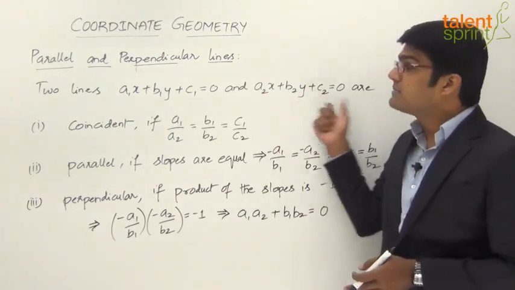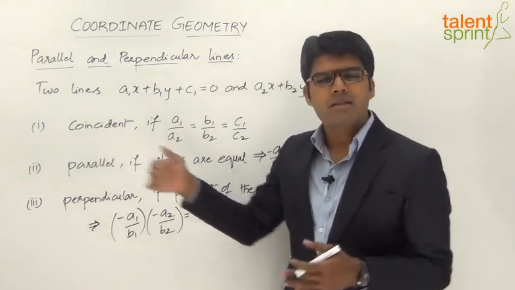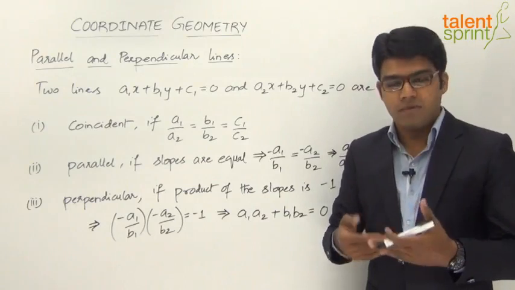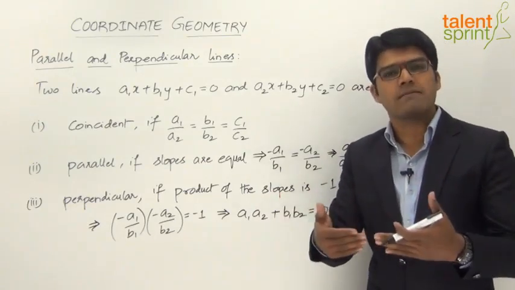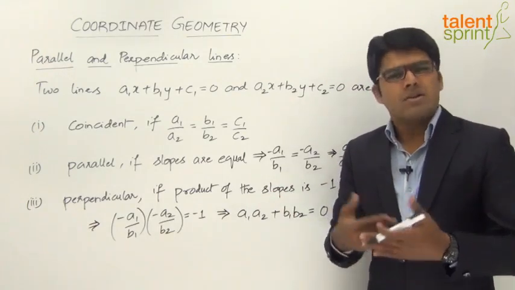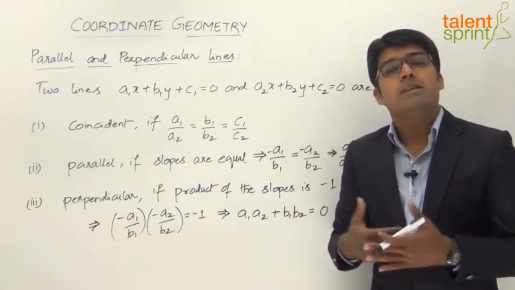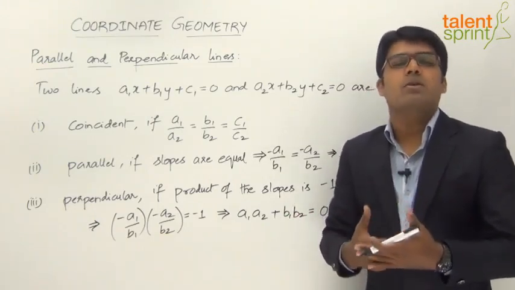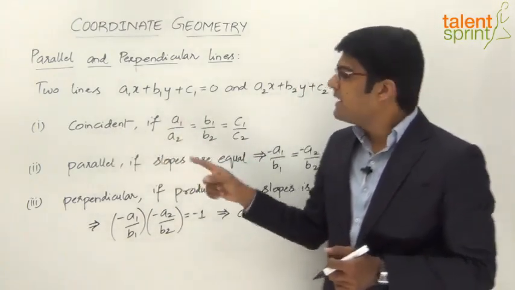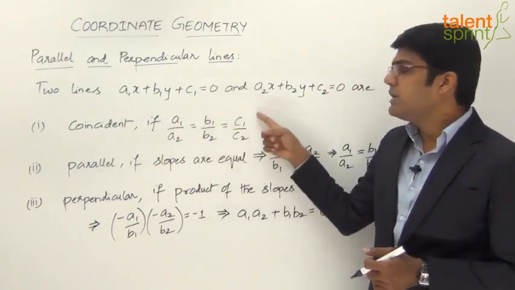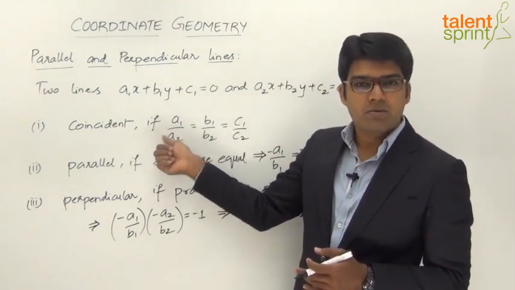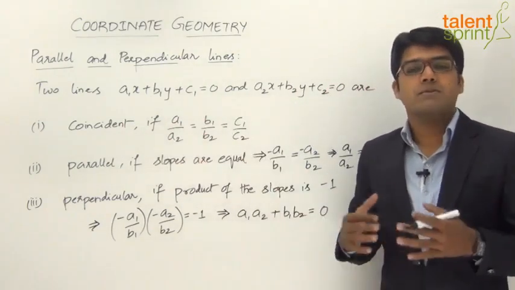So these two lines are, point number 1, coincident. Now what does it mean by two lines being coincident? It means the lines lie on top of each other. So when you draw these two lines on the paper or on the graph, we will be able to see only one single line because both the lines are on top of each other. Not just lines, any geometrical shapes being coincident implies those two shapes lie on top of each other or are exactly the same. So the two lines are coincident if a1 by a2 equals b1 by b2 equals c1 by c2. So the ratio of the coefficients a1 by a2, b1 by b2 and c1 by c2 has to be equal.